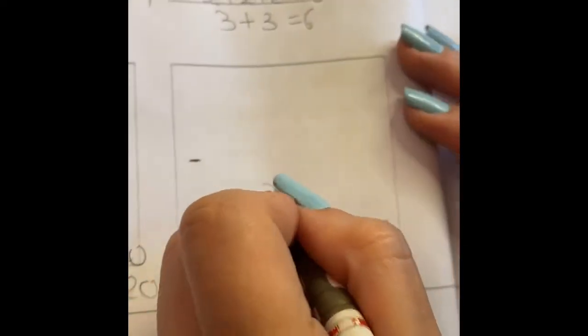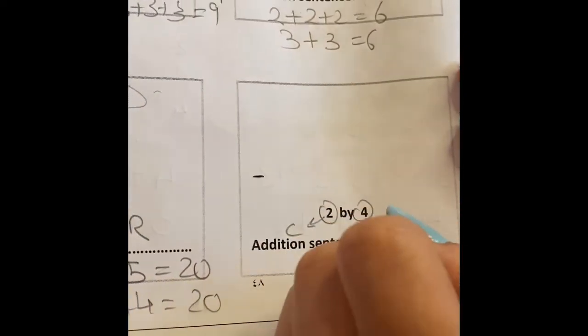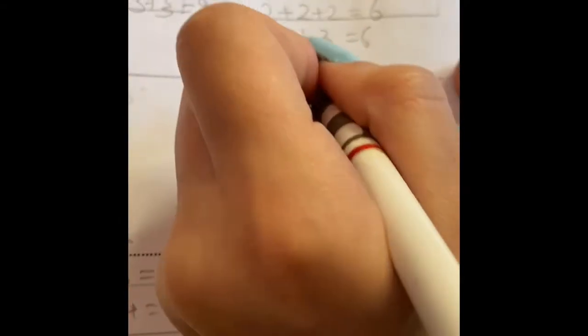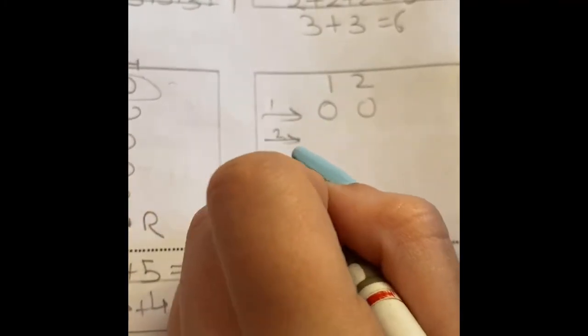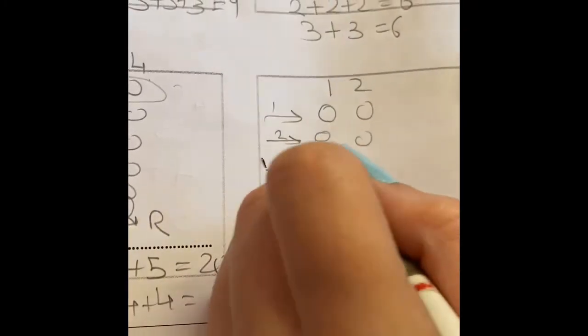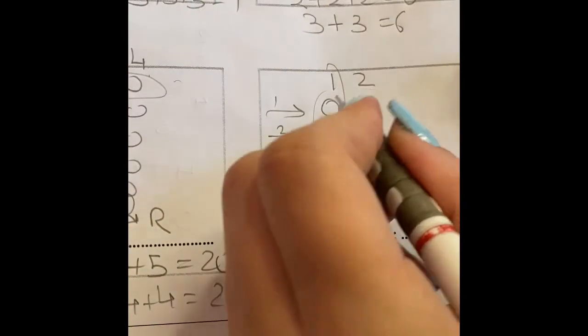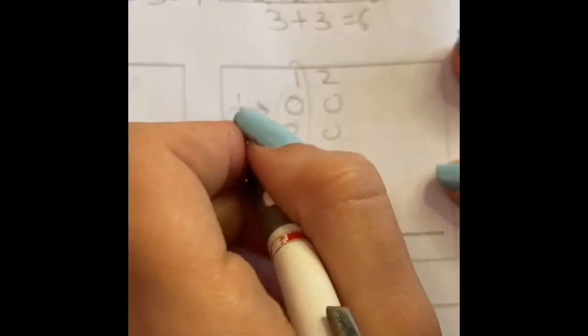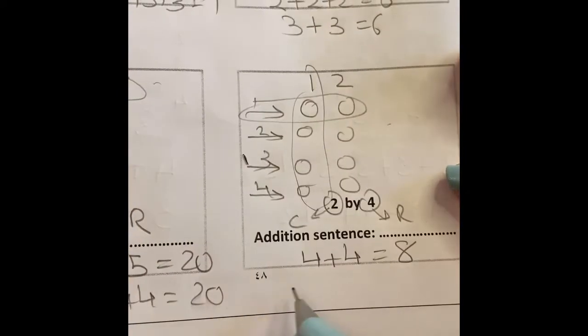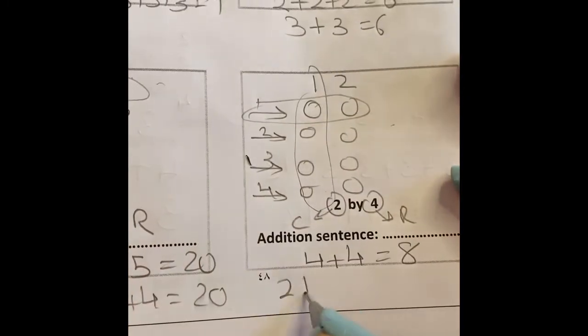Next question, 2 by 4. 2 is the number of columns. 4 is the number of rows. How many columns? 2. How many rows? 4. In the first column, we have how many circles? 4. Repeated how many times? 2. In the first row, we have how many circles? 2. Repeated how many times? 4.